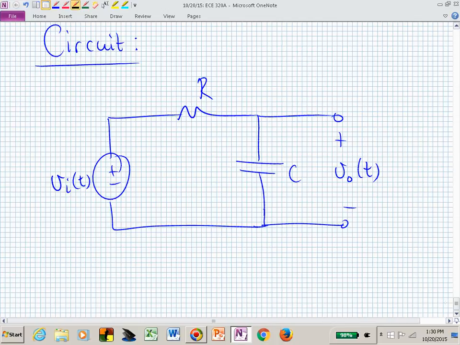How would you like to solve this circuit? I don't even think you need to tell me. I know how you're going to want to solve this. It's KVL, right? Which is fine. So let's now say that we have this current i.